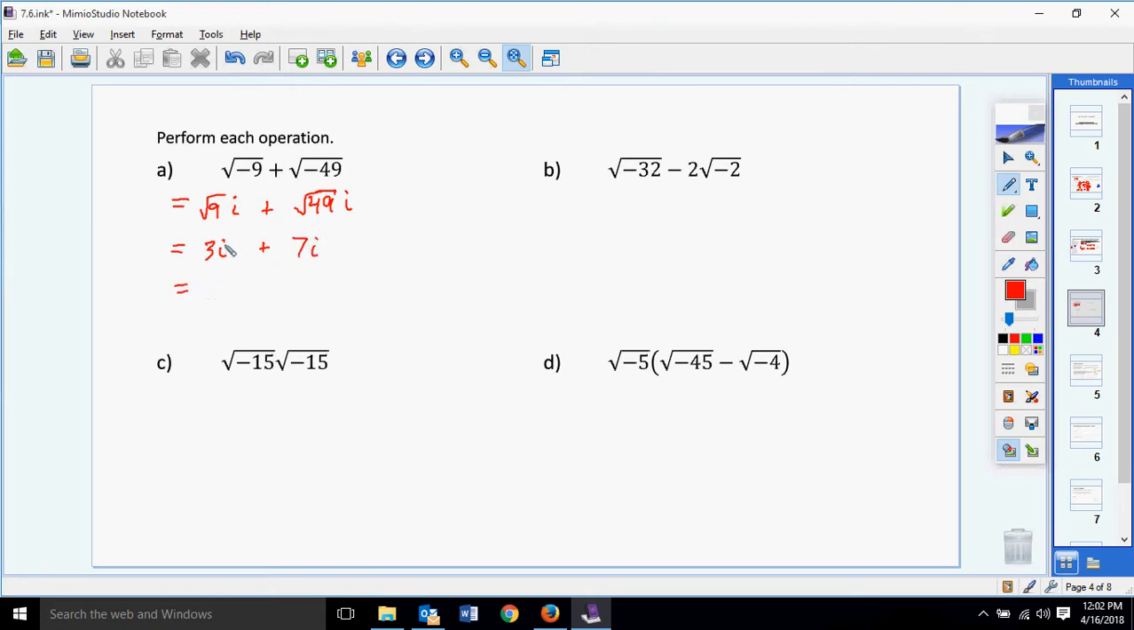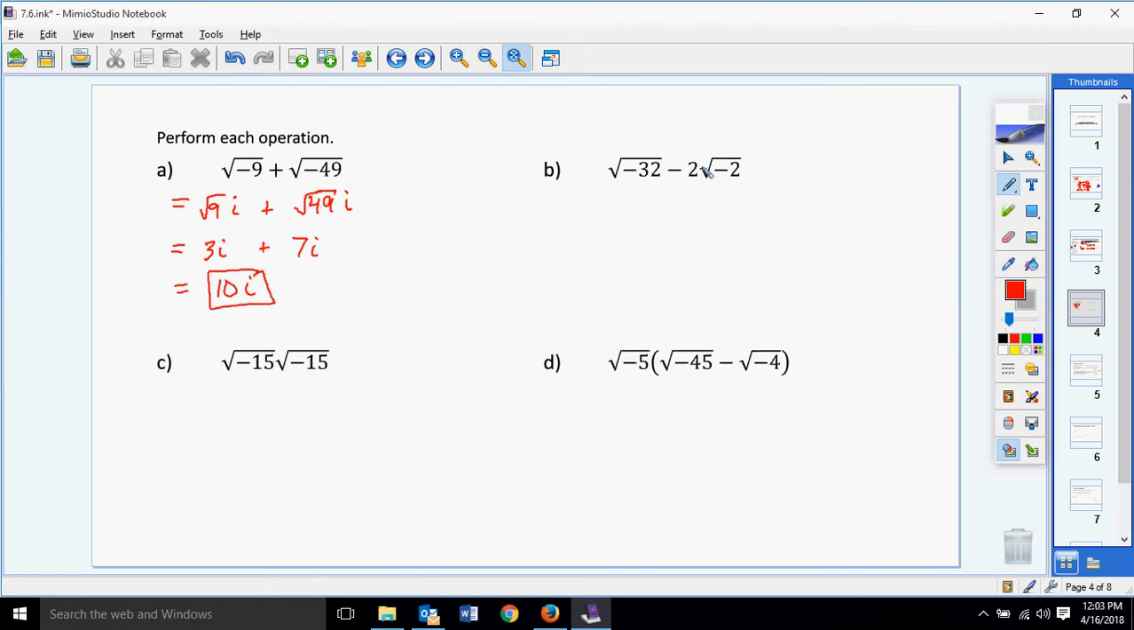Now I'm going to add. Remember, if they are adding terms with I, we can add their coefficients. So 3 plus 7 is 10. 10 i's would be my final answer.